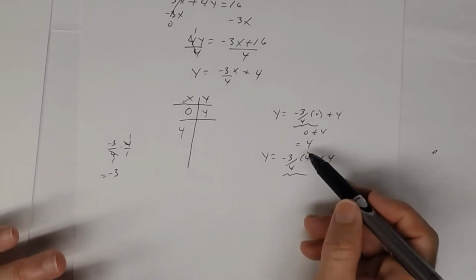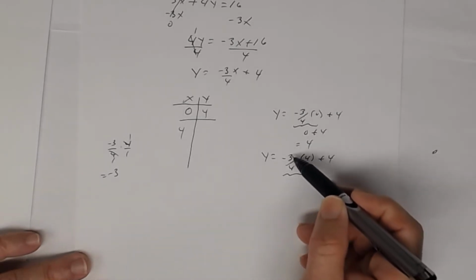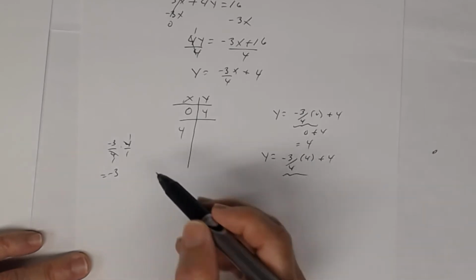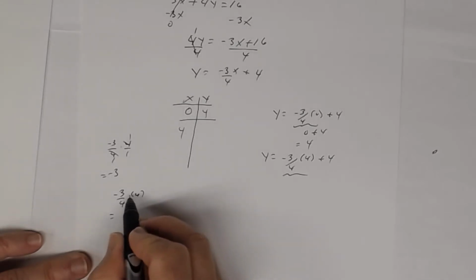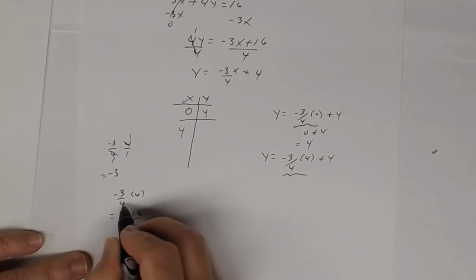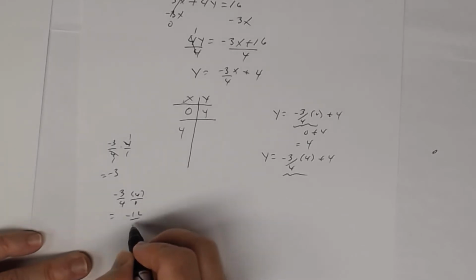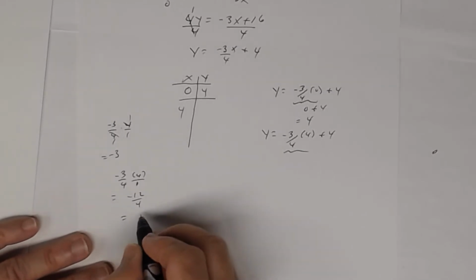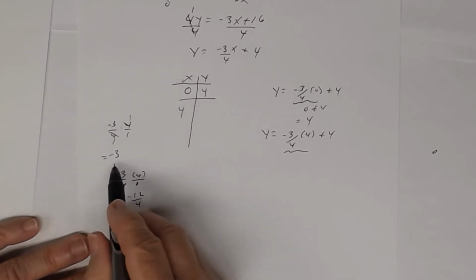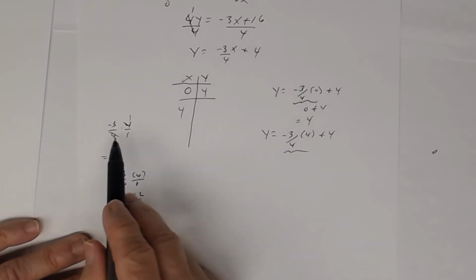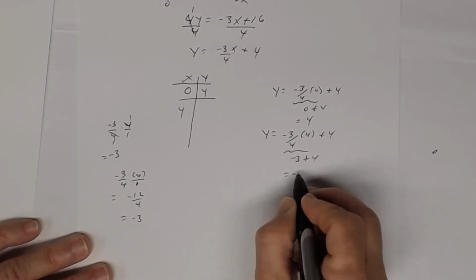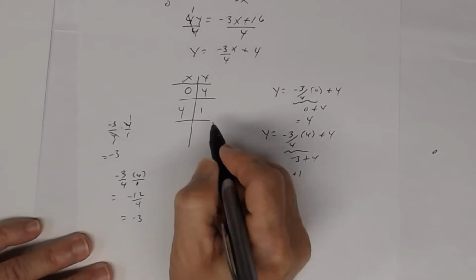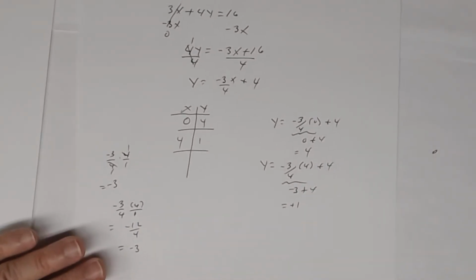And some students like to do this. Negative 3/4 times 4. They want to say negative 3 times 4 is negative 12, and then, remember, there's a 1 right here, 4 times 1 is 4, and negative 12 divided by 4 is negative 3. You get the same thing, but it's quicker if you reduce first. So this is negative 3, and negative 3 plus 4 is a positive 1. So one of my other solutions is (4, 1).